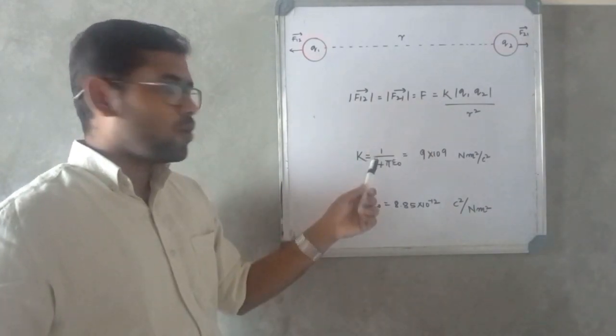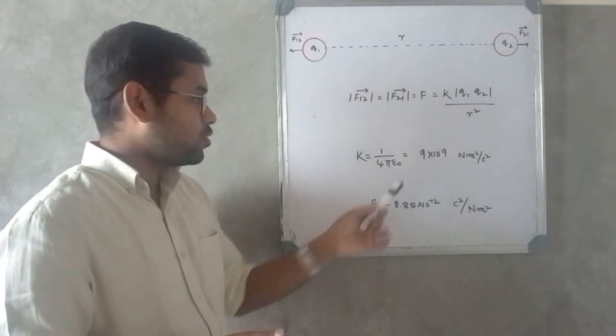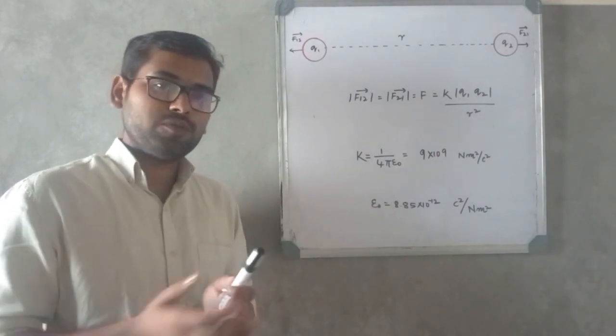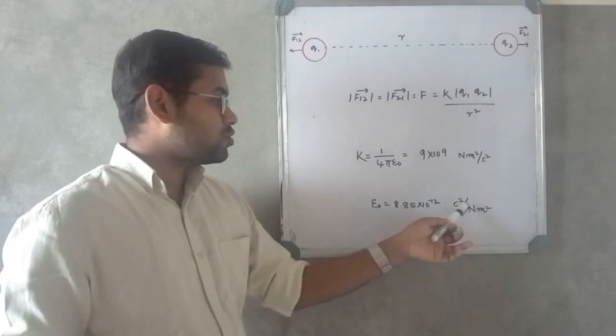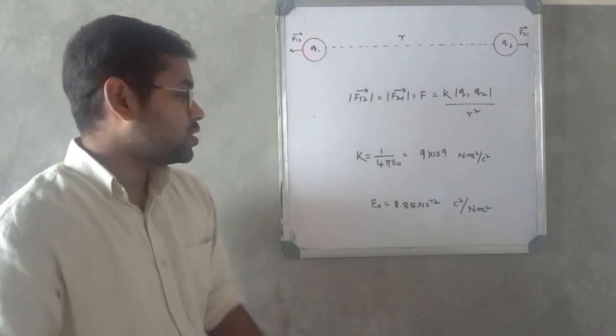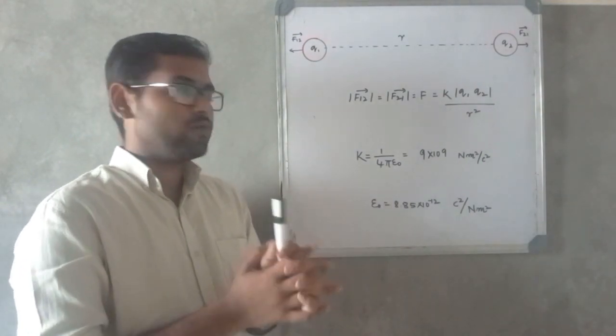And here the K is called as Coulomb's constant, which is equal to 1 by 4 pi epsilon naught. Epsilon naught is the permittivity of free space or air, whose value is 8.85 into 10 raised to minus 12 Coulomb square per Newton meter square. So substituting this value, you will get K as 9 into 10 raised to 9 Newton meter square per Coulomb square.